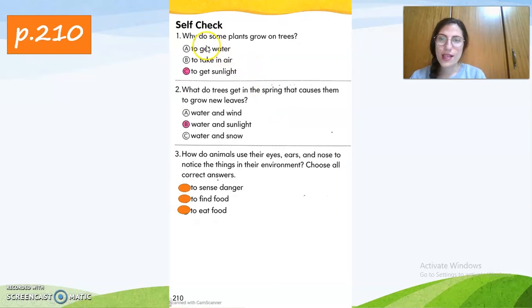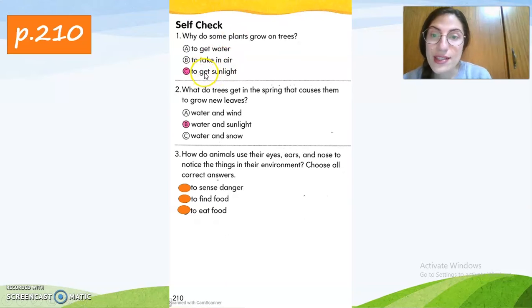Now, when we said with number 1, it is C, to get sunlight. Of course, the plant won't grow on the tree to get water because it could get it from its roots, okay? And it won't take in air because it could get it outside. No need to grow on the tree to get the air.